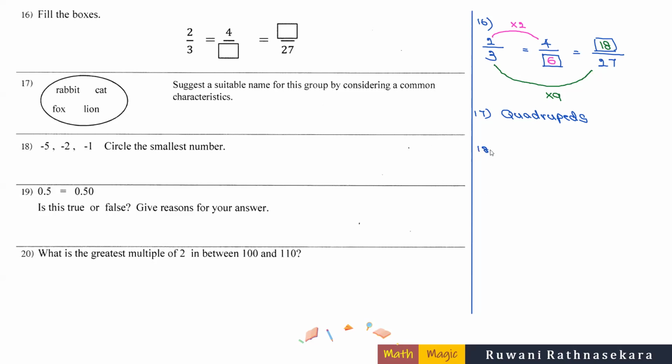Okay. The 18th question, you have to circle the smallest one. No doubt, -5 is the smallest. -19.